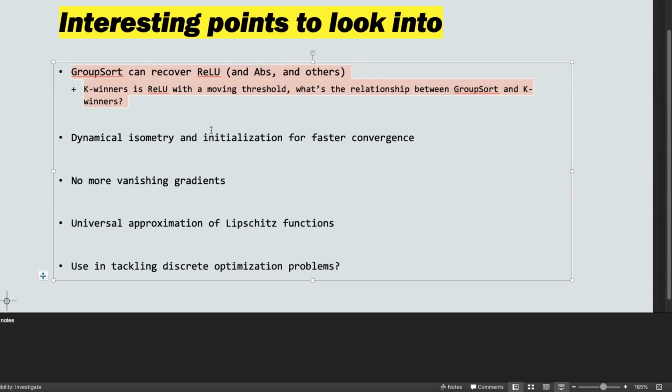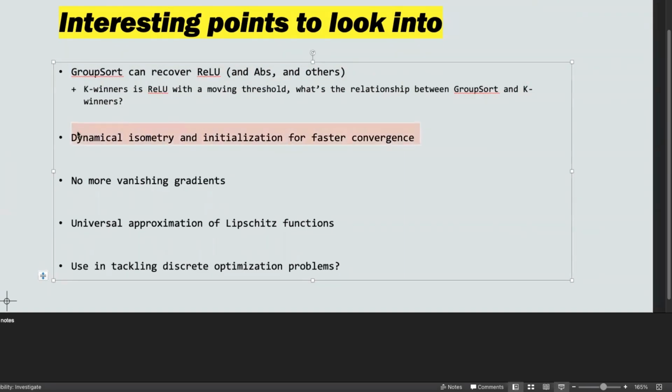Going back to my original curiosity about being able to solve discrete optimization problems, this is an interesting way that deep learning might actually get a foothold on that, because now the nonlinear activation is sorting. So it seems like you could probably sort a list using this technique. Like you said, Kevin, this relates to ReLU and K-winners, because with K-winners you're sorting and then changing the threshold so that exactly K units are on at any time. So the relationship of group sort to K-winners is interesting.